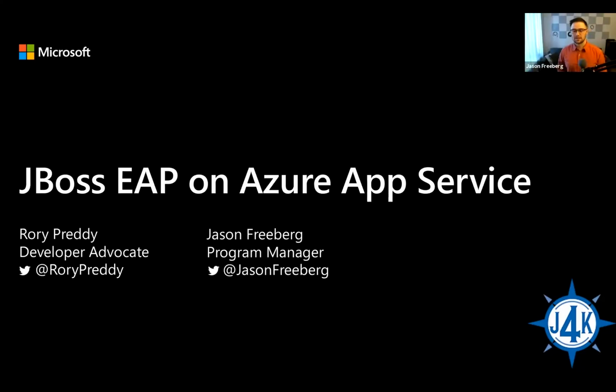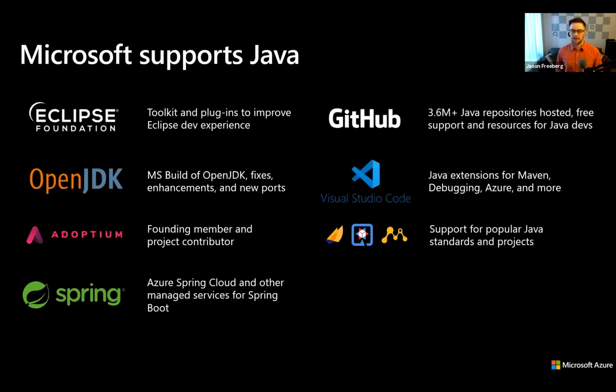And today we're going to talk about Red Hat's JBoss EAP on Azure App Service. Now, I hope it comes as no surprise to everybody, but Microsoft has been supporting the Java ecosystem and its developer community for quite a while now. We've been contributing directly to the Open JDK, and we're now providing builds of the Open JDK, starting with Java 11 and 16, and providing support for those binaries on Azure.